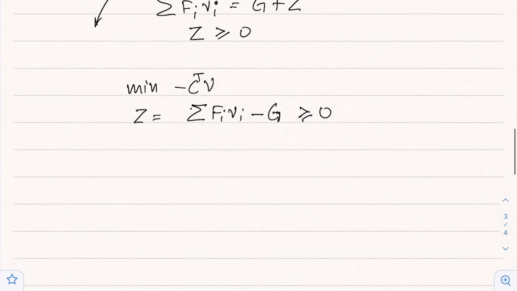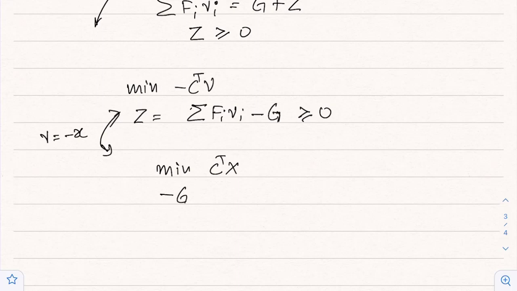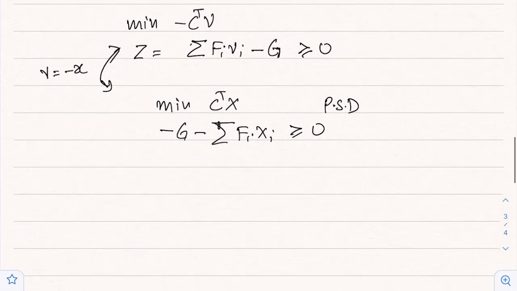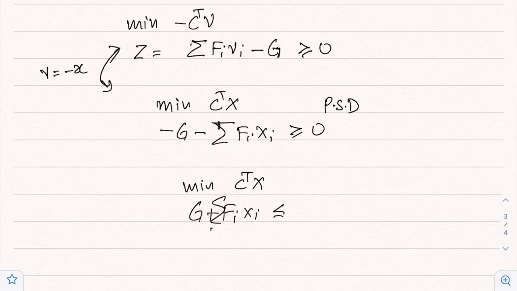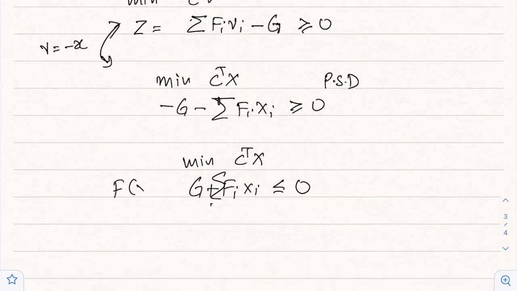Now here, let us replace nu with minus nu, or we can say nu equal to minus x. So we obtain: minimize c transpose x subject to the constraint minus G minus summation of Fi xi is greater than or equal to 0, or positive semi-definite, and this way Z also gets eliminated. So this is exactly the original form that we started with, which was that G plus summation of Fi xi is negative semi-definite, and this was our F of x.